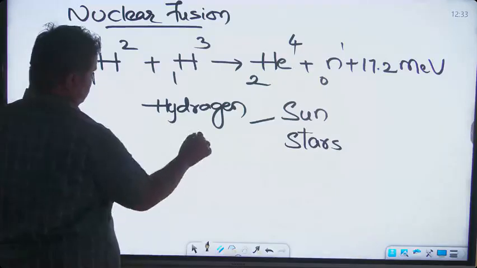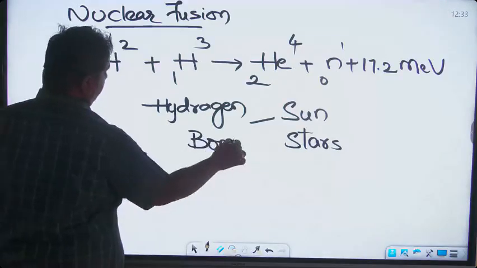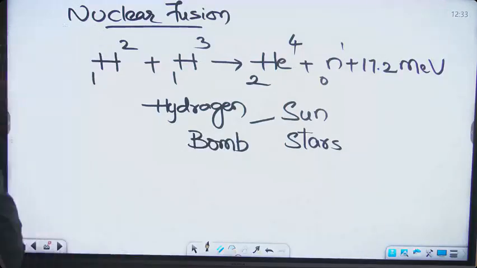Alage, one more example. Hydrogen bomb works on the principle of nuclear fusion. So nuclear fusion examples ఏంటి? Sun and stars, alage hydrogen bomb.